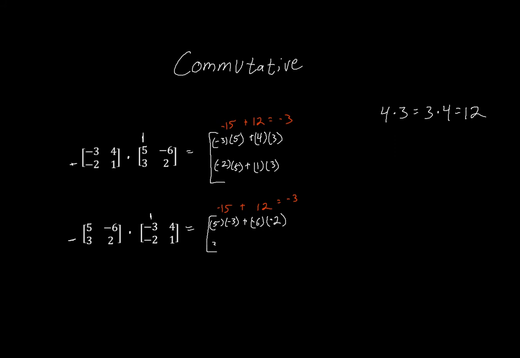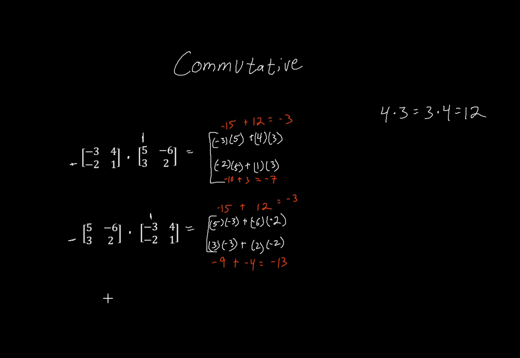And down here we'll have 3 times negative 3 plus 2 times negative 2. And we get negative 10 plus 3, giving us negative 7. And here we have negative 9 plus negative 4. Oh, and now we have a different answer. If this was my first time doing this, I would double check to make sure I didn't make a silly error. But it turns out that the commutative property of multiplication does not work for matrices.